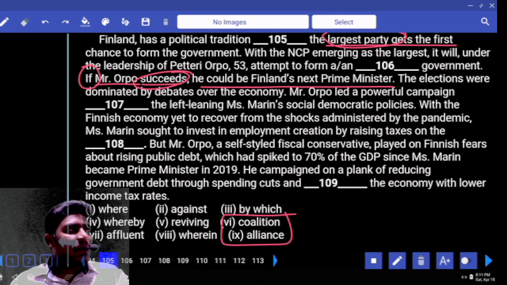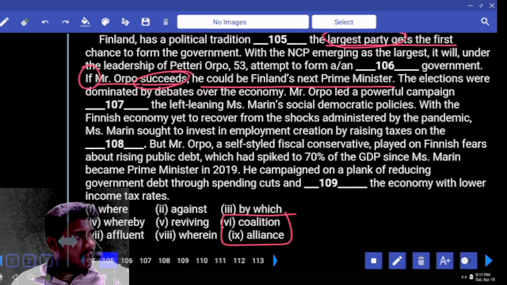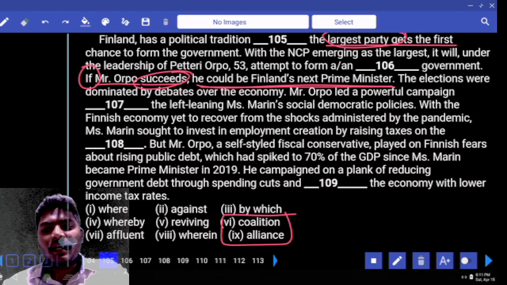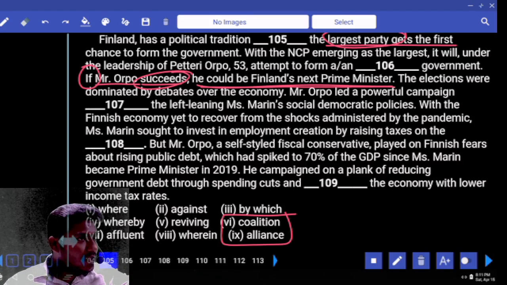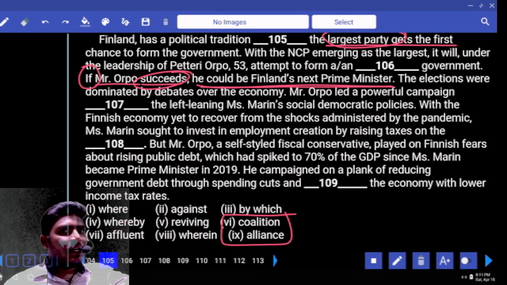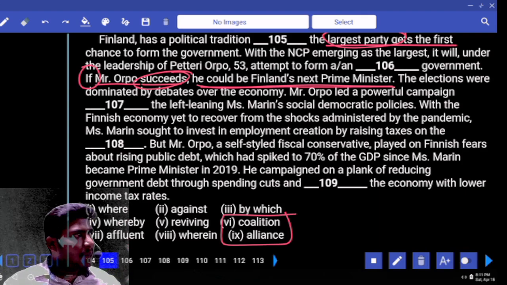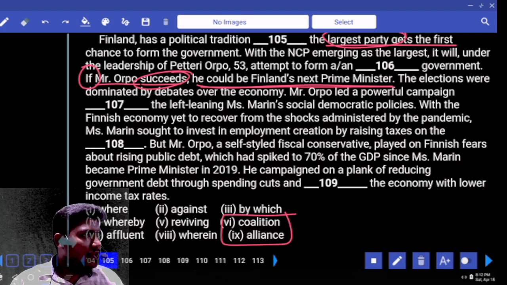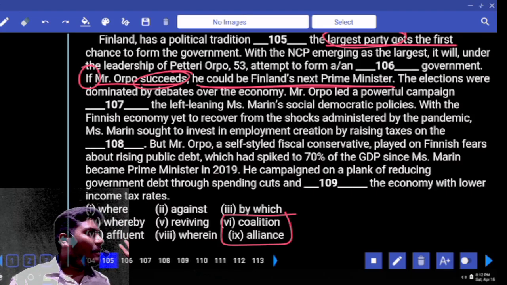party. If he succeeds in this form of unification, then he could be Finland's next Prime Minister. Largest party gets to rule. To become the largest party, what does he have to do? He has to bring other small parties together. If he succeeds in bringing these parties, then he becomes the Prime Minister.